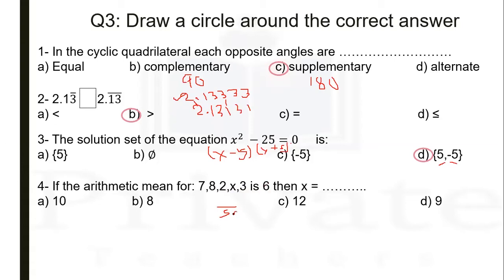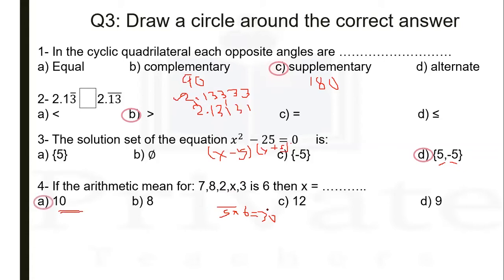So the sum of the values is equal to 5 times 6, which is equal to 30. Then we look at the values given here. 7 plus 8 is equal to 15. 15 plus 2 plus 3 is equal to 20. Therefore, the difference between 30 and 20 is 10, that means x is equal to 10. So this is the answer.